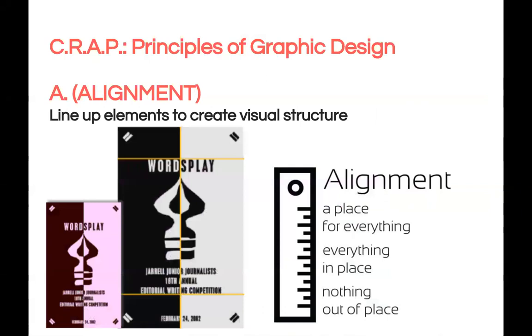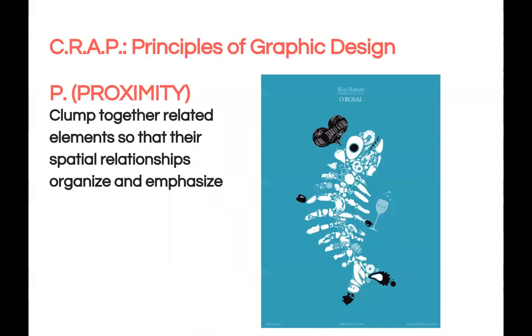Alignment. Line up elements to create visual structure. So remember, a place for everything, everything in its place, nothing out of place. You probably saw something like that when you were in kindergarten possibly, but it works great with alignment as well. Proximity. Clump together related elements so that their spatial relationships organize and emphasize.